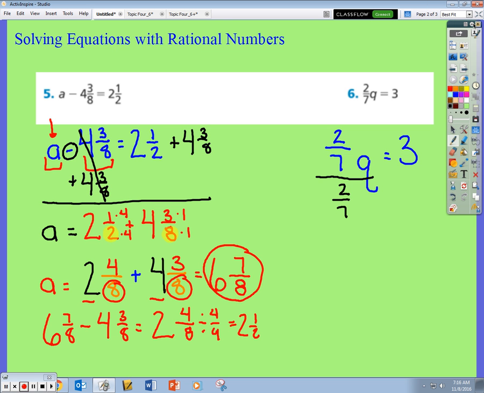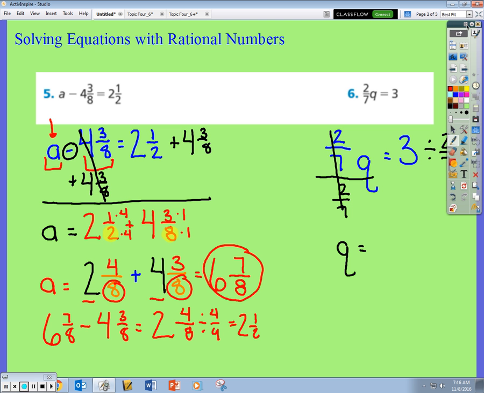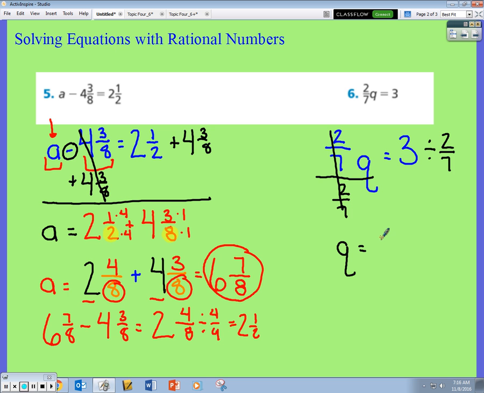If you want to think about this, really, this could help as well. We're going to divide this by 2/7. I might write it like this: divide 3 by 2/7. This is now gone. I have q left is equal to, well, we have 3. And I'm going to write 3 as a fraction to help me visualize this a little bit. 3 divided by 2/7. If you recall in our work from topic 1 where we divided fractions, we understood that we had to multiply by the reciprocal of the second fraction.